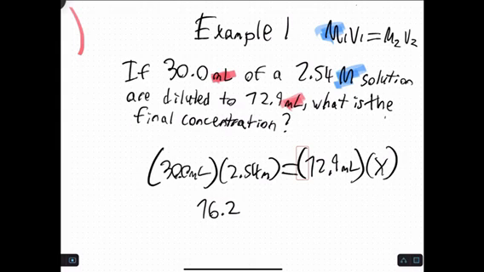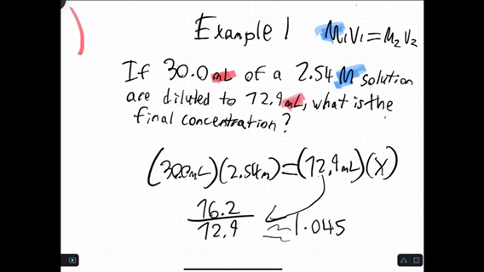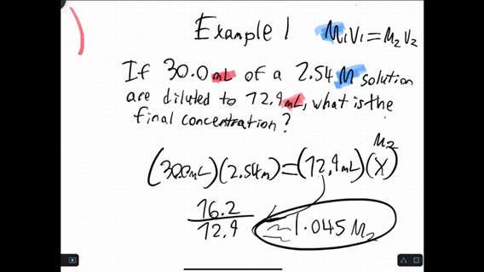And then we want to divide this by this. So we're just going to enter our 72.9. And then you want to divide these two, which gives us 1.045 as our approximate concentration, M2. So I'm going to now give you a you-try to help you with this.